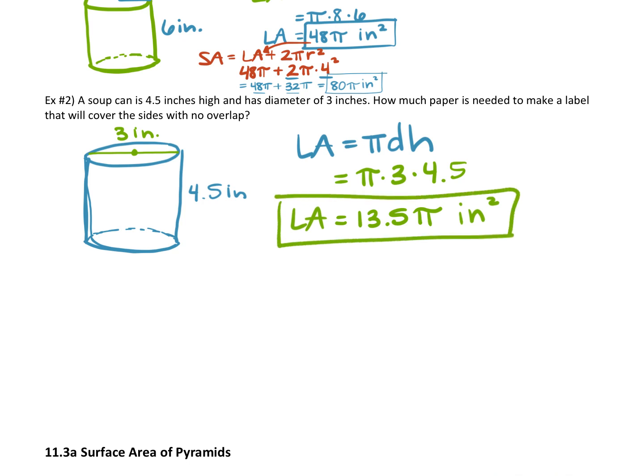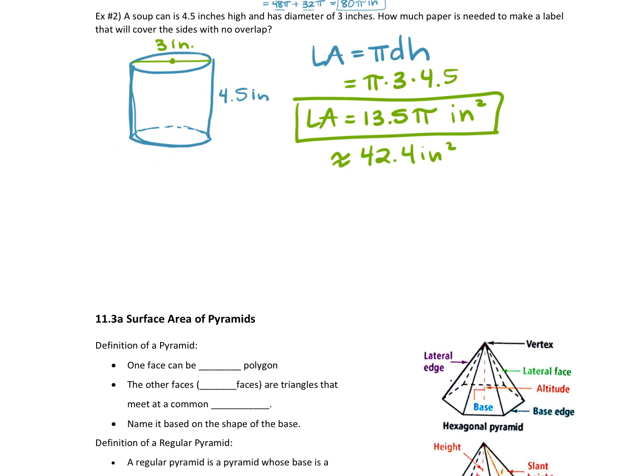Okay. Now, technically, when it's a real world problem, the book's probably going to plug this in. I'll just have you leave most things in terms of pi. But if you did plug it in, this would be approximately 42.4 square inches. Okay. Questions on that? Okay. You have to do one more thing for me before you can move on from this.